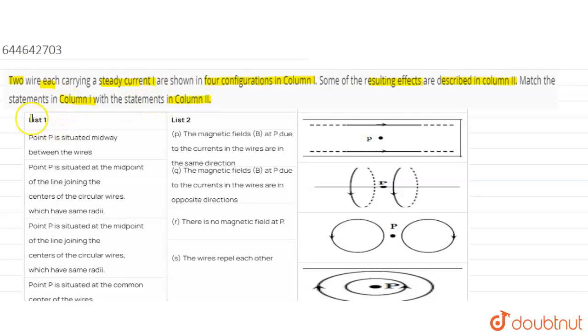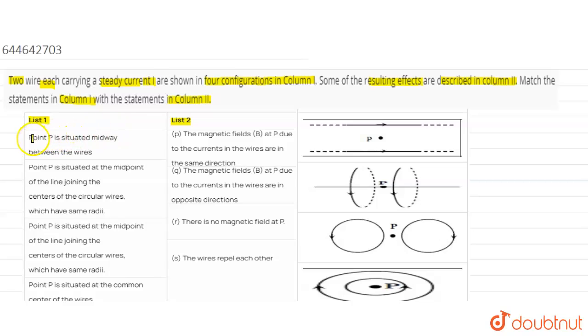So guys, as we can see here, this is column 1, the list 1, and this is list 2, column 2. In column 1 we have given 4 configurations, and on this side we have given their results, and we have to match which is the right one. And on this side we have also given the diagram of that.